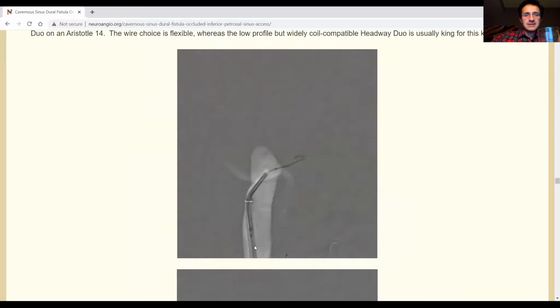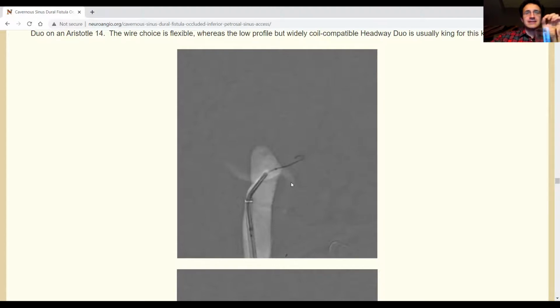This is just some technical stuff. This is some sort of 6 French guide, probably either Neuromax or BMX or whatever. Through that comes a 5 French Vert, which is nicely directable. You can really stick that into the ostium of the inferior petrosal sinus, the opening of it, and provide some good support for whatever you're going to use. So this is what we're doing, pointing this way.